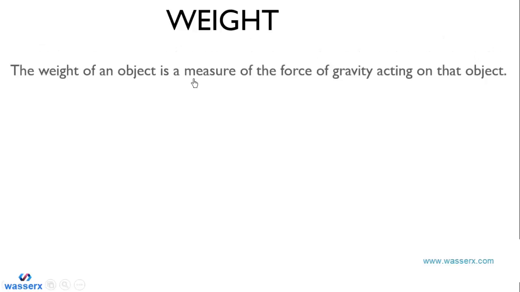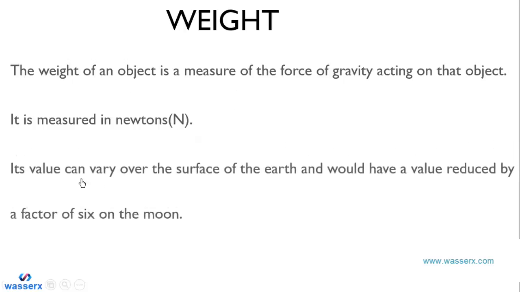Weight of an object is a measure of the force of gravity acting on that object. Then it is measured in newtons because it's a force. Now the value can vary over the surface of the Earth, unlike mass. The value of weight can vary over the surface of Earth and will have a value reduced by a factor of 6 on the Moon.